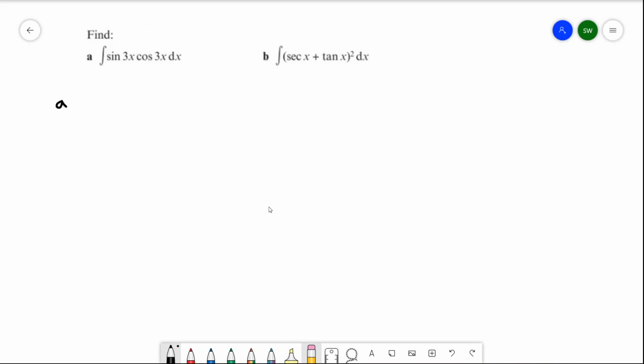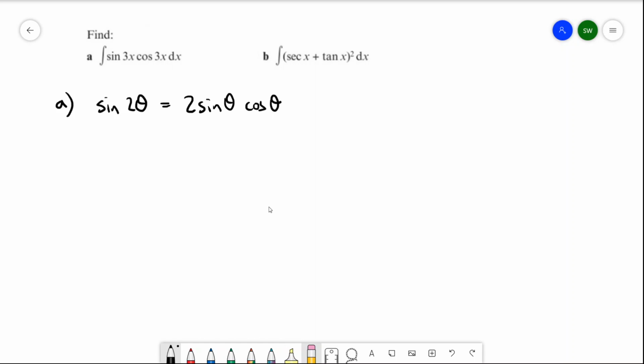So in A, we've got sine times by cos. And whenever you see sine times by cos in an integral, especially if the angle is the same as each other, so we've got 3x and 3x, which is the same, we're going to think of the identity sine of 2 theta is equal to 2 sine theta cos theta.